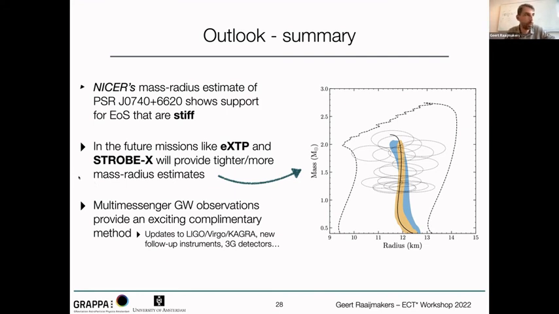So missions like eXTP and STROBE-X will hopefully fly in maybe 10 years or so and deliver both more mass radius measurements, but also much tighter mass radius measurements. And this can really help us pinpoint the equation of state. And then I'm also very excited about the possibility of multi-messenger gravitational wave observations, giving this very complementary method to maybe probe different parts of the equation of state, complementary to things like NICER and maybe STROBE-X and eXTP. Yeah, and I'll stop there.